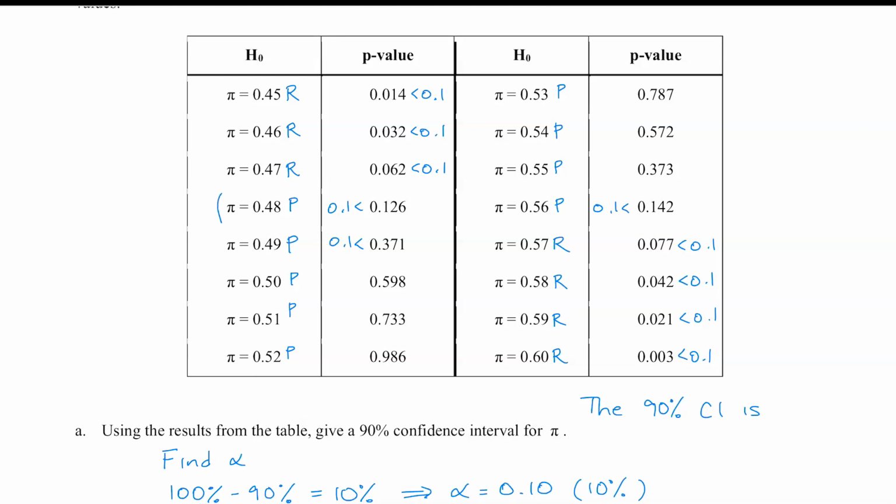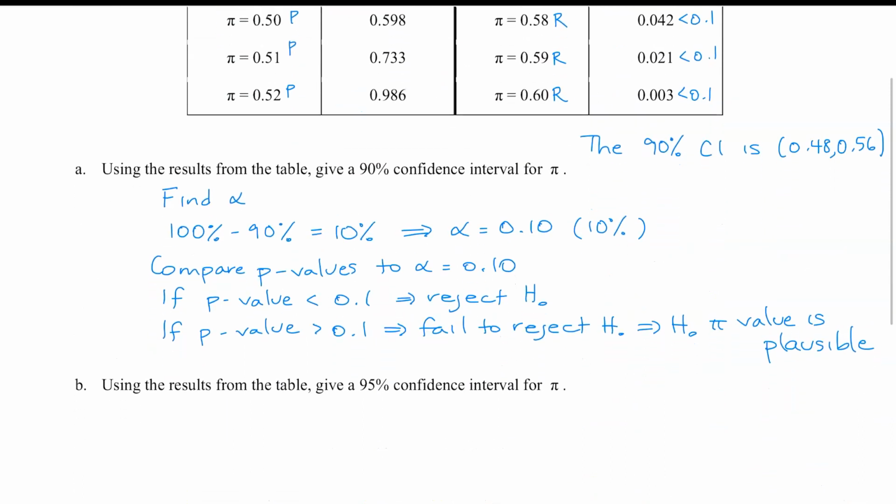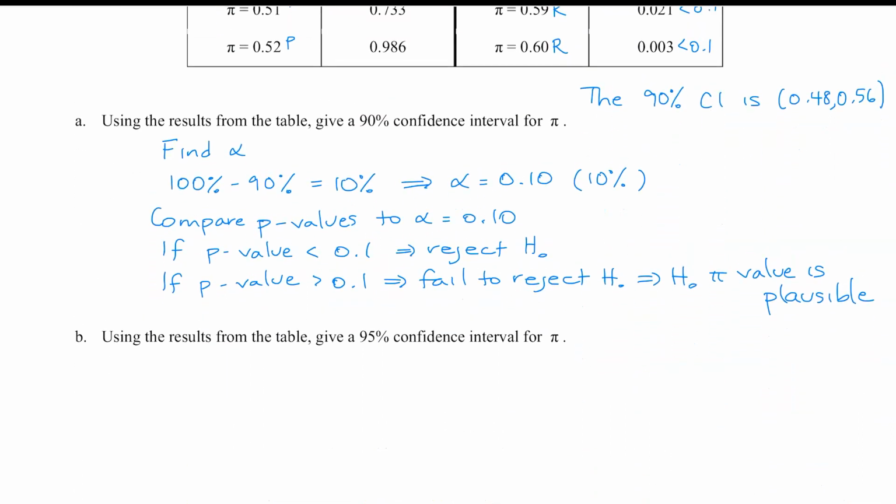So that means the 90% confidence interval. Our first plausible value is 0.48, and our last plausible value is 0.56. So 0.48 to 0.56, and I write it that way in parentheses separated by a comma. That is the 90% confidence interval. So the end points are the 0.48 and the 0.56.